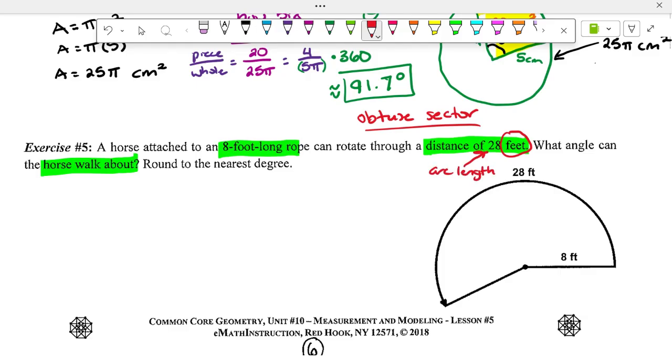So that means we need to start by finding the what? Circumference. So our circumference is 2 pi r. What's my radius? 8. So I have 2 pi times 8. So this is 16 pi feet. And I'm going to leave it like that for right now. If you already went ahead and multiplied the pi in, it's fine.